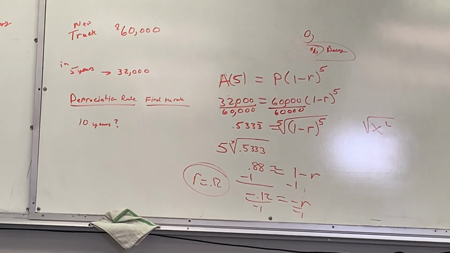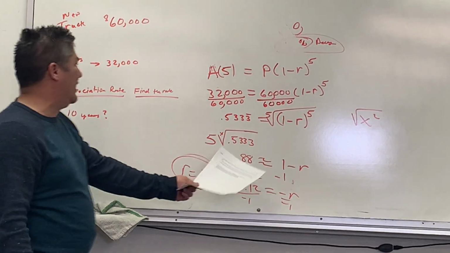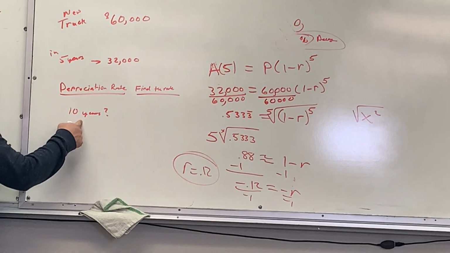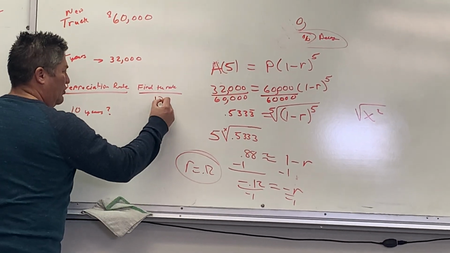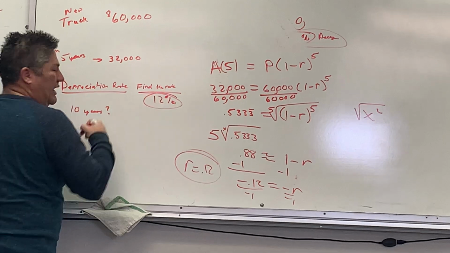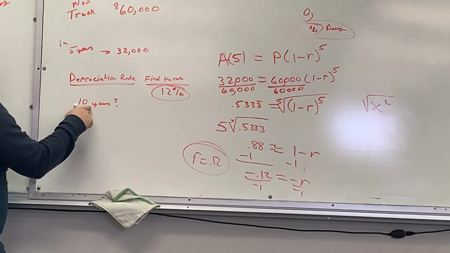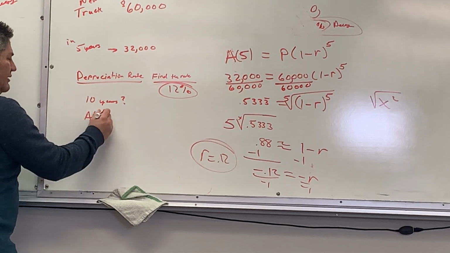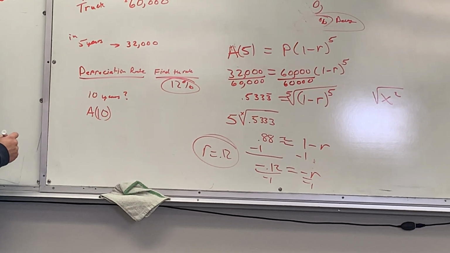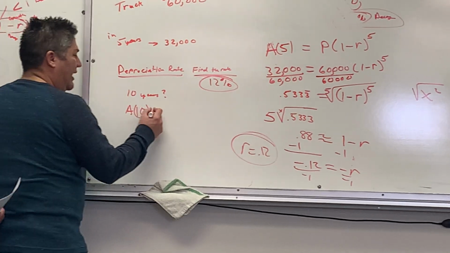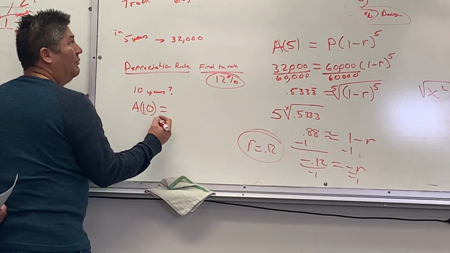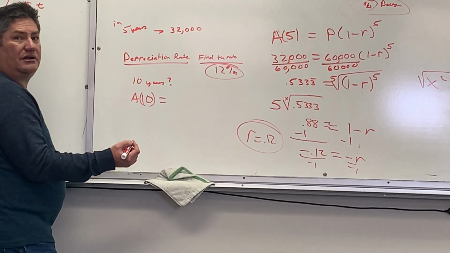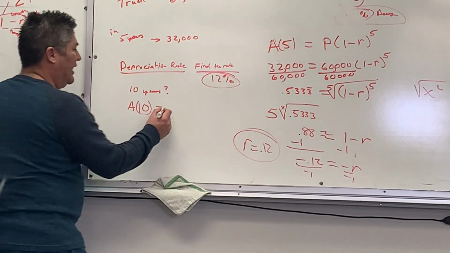That's my rate. Now I have to do 1 minus the rate when I plug it in to find this 10. So now I'm doing the 10. So what is the rate? 12 percent. That's the answer to A. Now, A sub 10 right there. I'm going to start with what? What's the starting amount of the truck? 60,000.